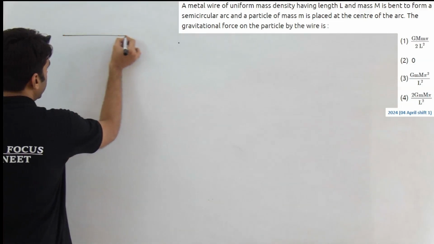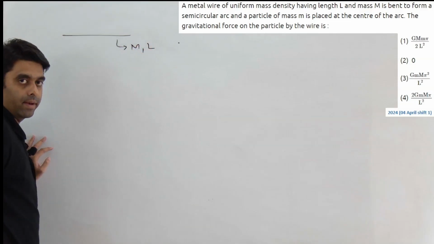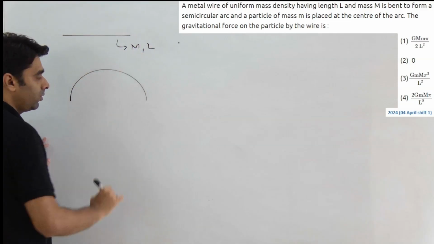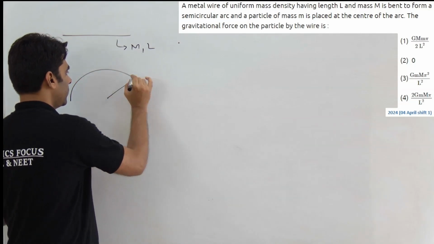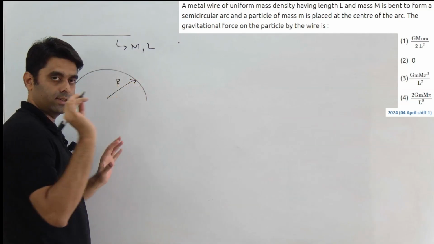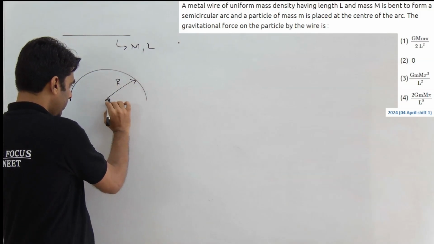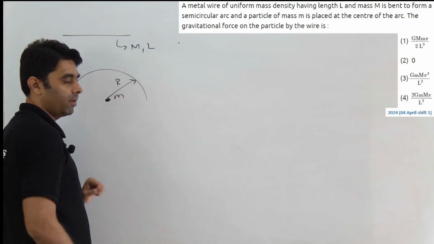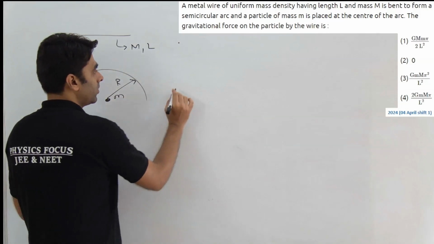So a wire is there, mass is capital M, length is L. This is turned into a semicircular arc. Let's say that the radius of the arc is capital R. And over here at the center, a small mass m is kept. They are asking us the gravitational force on this. What will be the gravitational force?